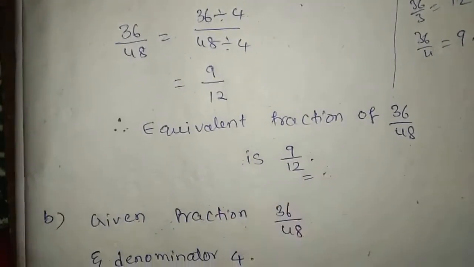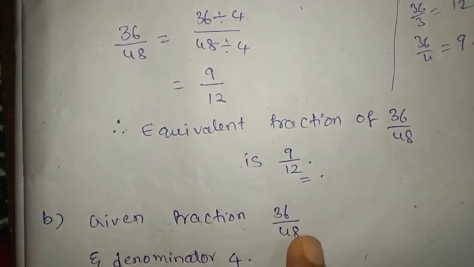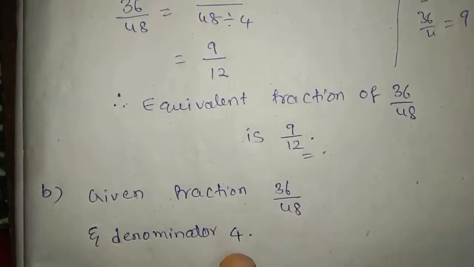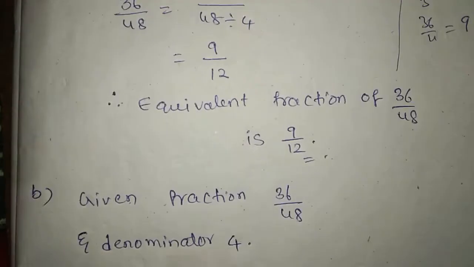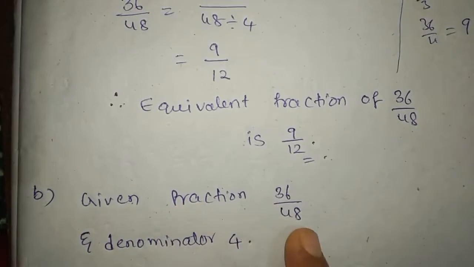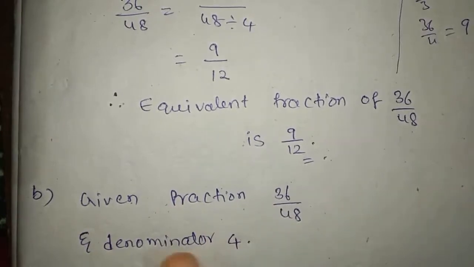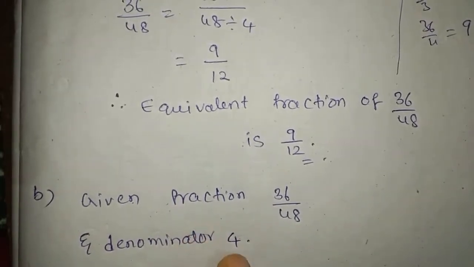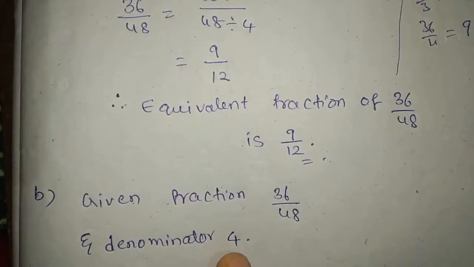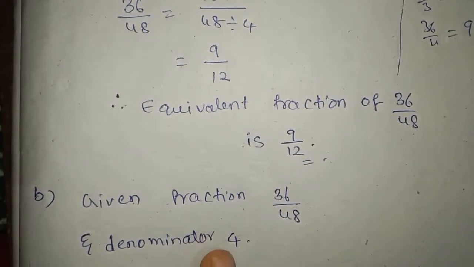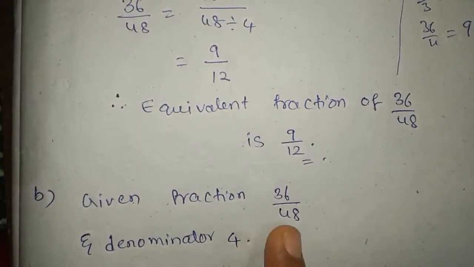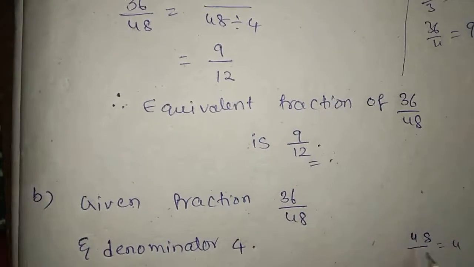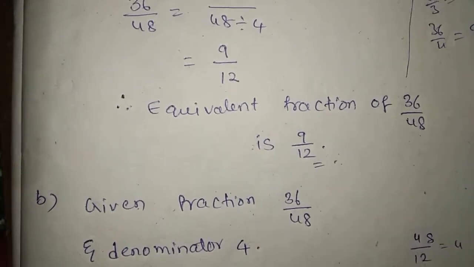Then B. The given fraction is 36 by 48 and the denominator is 4. Now we should get the denominator 4. So how to get the denominator 4 in the equivalent fraction? It means 48 must be divided by the same number. So what is the number? That is 12. 4 twelves are 48.